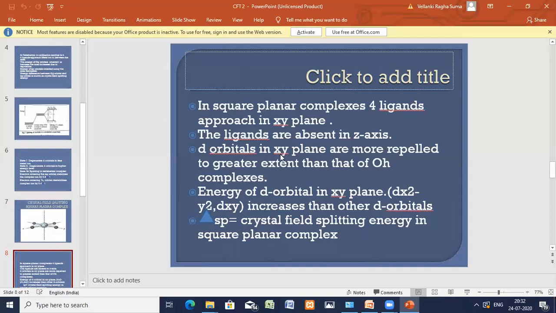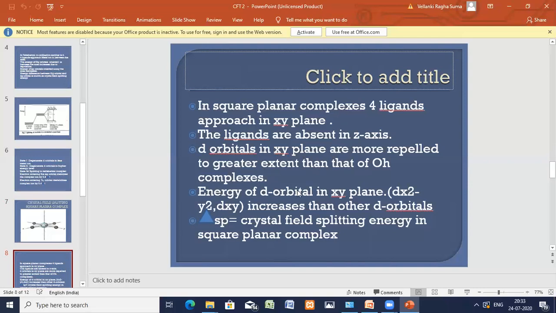Here, 4 ligands in 2 coordinate axes. In the octahedral, 2 ligands on x, 2 ligands on y, 2 ligands on z. But in the square planar, there are 2 ligands on the x coordinate axis, 2 ligands on the y coordinate axis, and no ligands on the z axis. Okay, so therefore the d orbitals in the xy plane are repelled to a greater extent than in octahedral complexes.